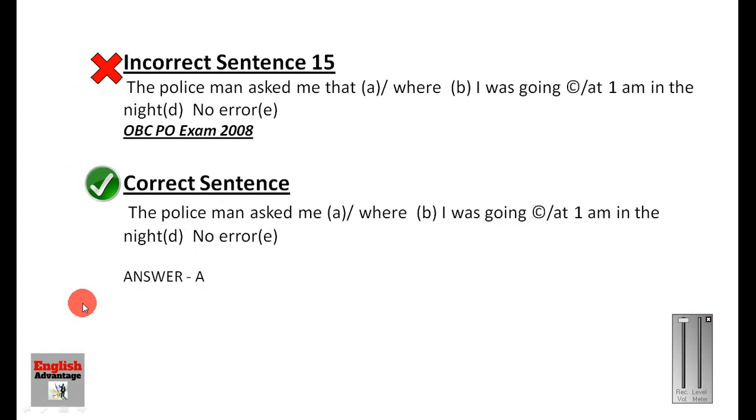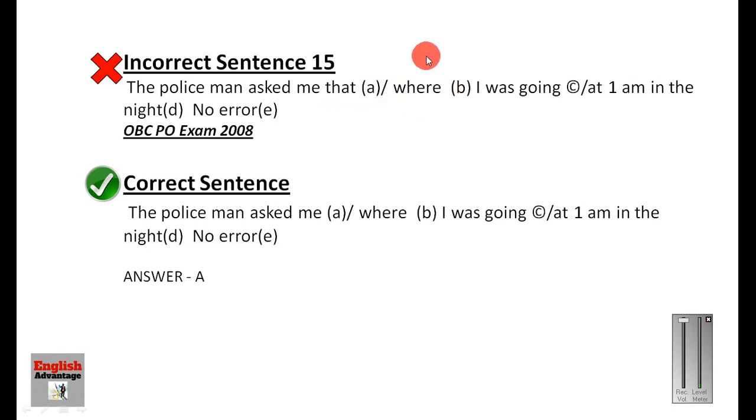Now let us see the next question. The policeman asked me that where I was going at 1 AM in the night. Now this is also a question of direct and indirect narration, that is also called indirect speech. In direct or indirect speech, these are the two connectors, that and where.